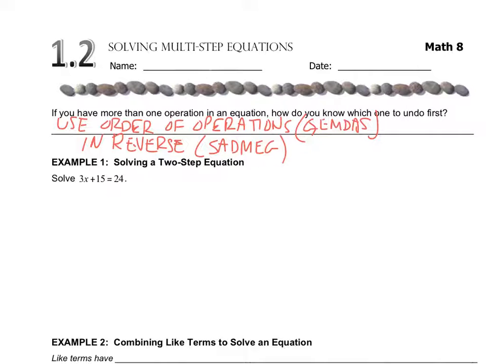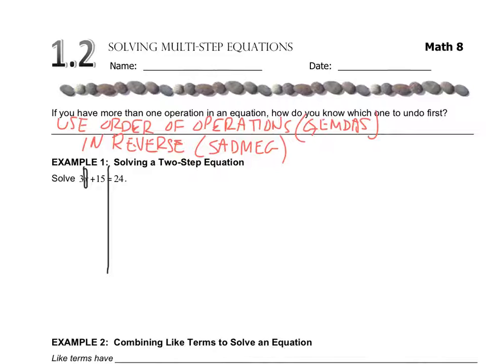So this first one, we see 3x plus 15 equals 24. So we can see that the x is what we're trying to get to. Remember, we said to circle the x. We also talked about drawing a line right down the middle of that equals sign so that we can see the line that we have to cross over the left side and the right side.